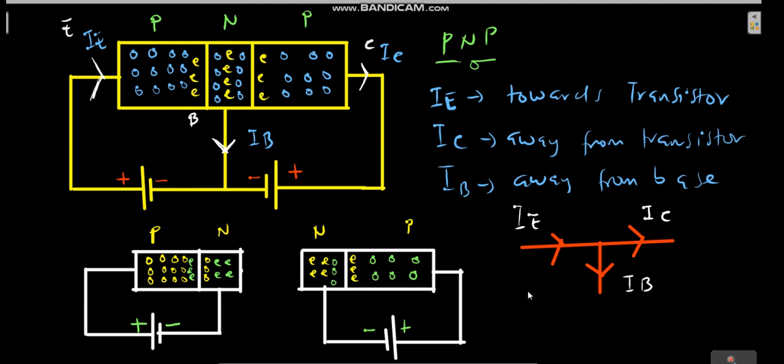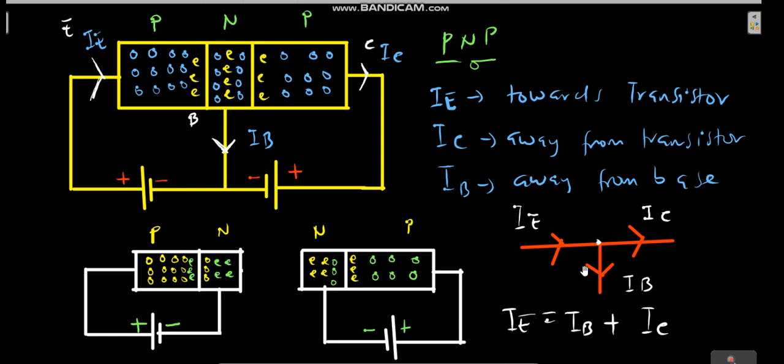We know from Kirchhoff's current law that the current moving towards the junction equals the current moving away from the junction. In this case, the emitter current is moving towards this junction, but the base current and the collector current are moving away. Therefore, the emitter current equals the sum of the base current and the collector current, so IE equals IB plus IC. This is the relation between the emitter current, the base current, and the collector current.